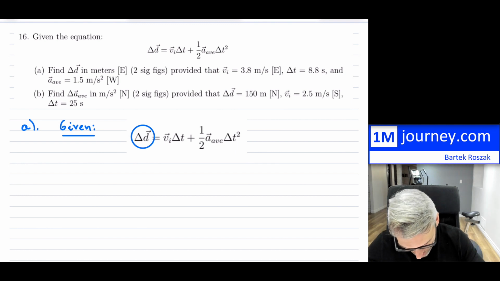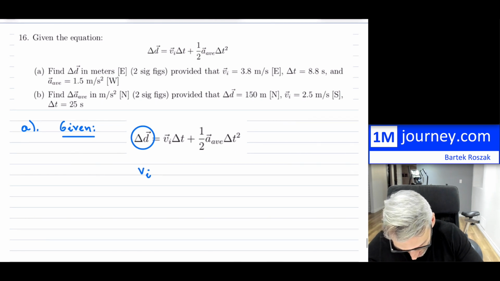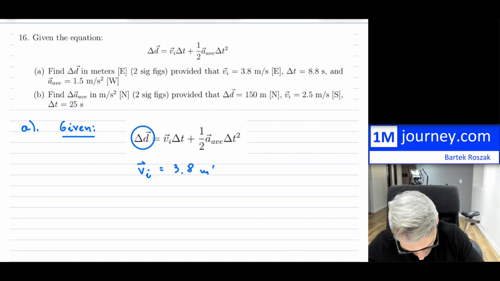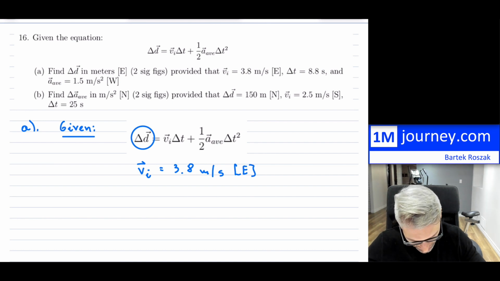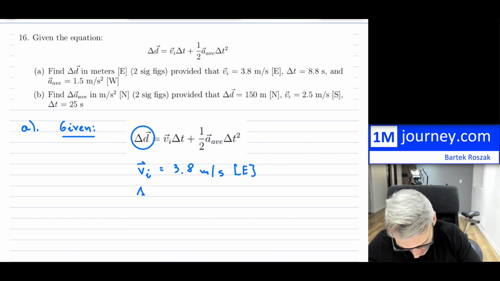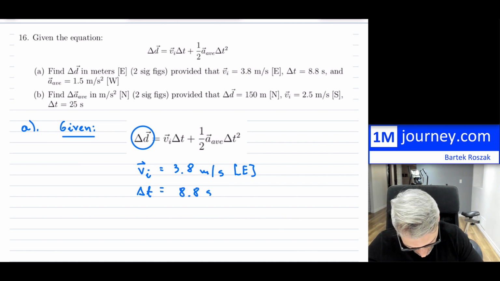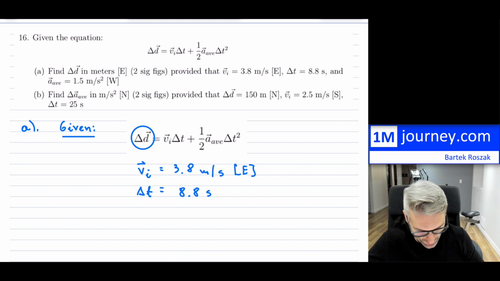Now they give us all of this information. So they say that we have the initial velocity. So this one is 3.8 meters per second. Notice this one is east. So this is exactly what I want in the question, so I'll keep it that way. I have the total change in time, which in this case is 8.8 seconds. And there is obviously no direction here because time is a scalar.